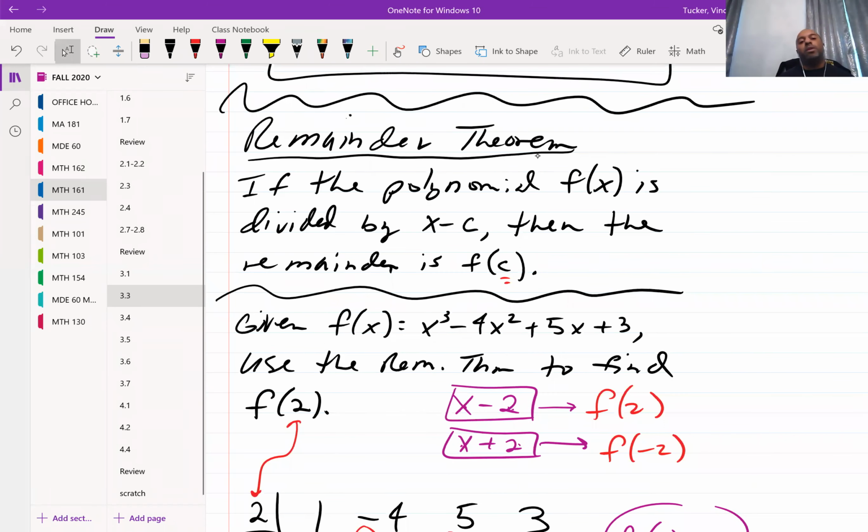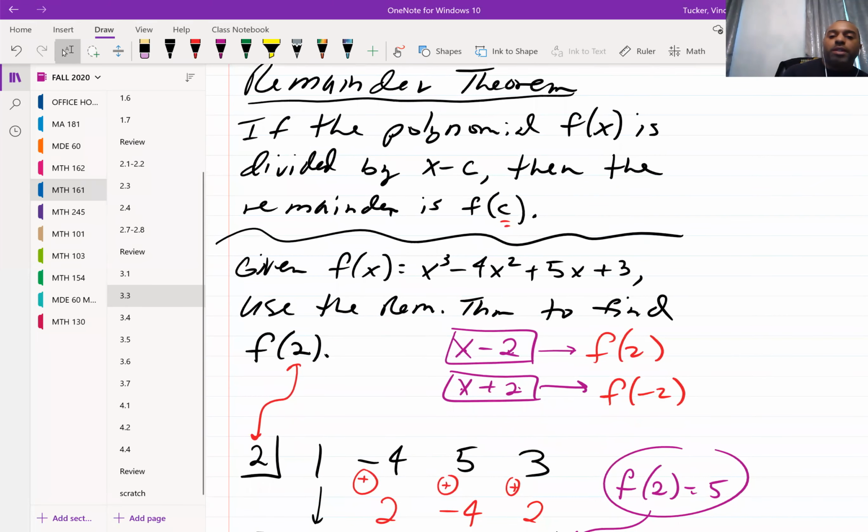All right. So given that f of x is equal to x cubed minus 4x squared plus 5x plus 3, use the remainder theorem to find f of 2. So we're going to do synthetic division, then we're going to plug in 2 to f, and if the remainder theorem is true, then both of those answers should be the same.